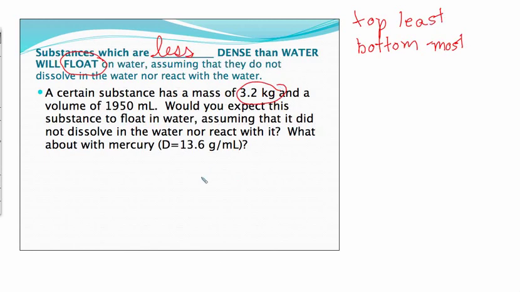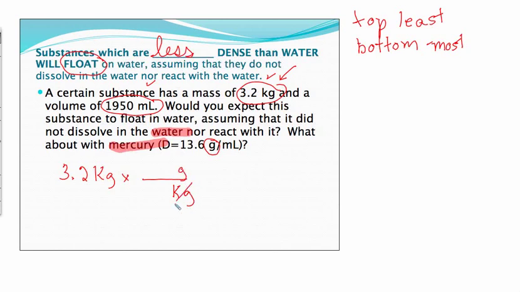So in this case, we have a substance that's 3.2 kilograms per 1950 mLs, and we want to know, is it going to sink or float in water or mercury? So let's do a calculation to compare. Remember, you can list your givens or circle your givens, but we need to check our units. The density values we know are in grams, and the mass given was kilograms. So we need to convert kilograms to grams before we can plug into our formula.